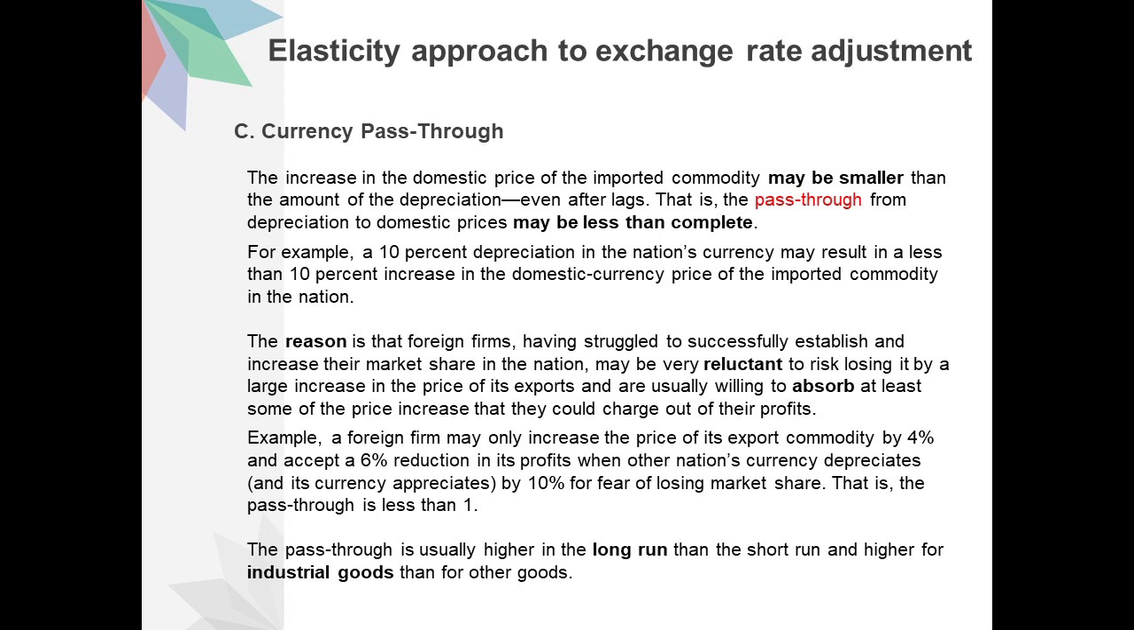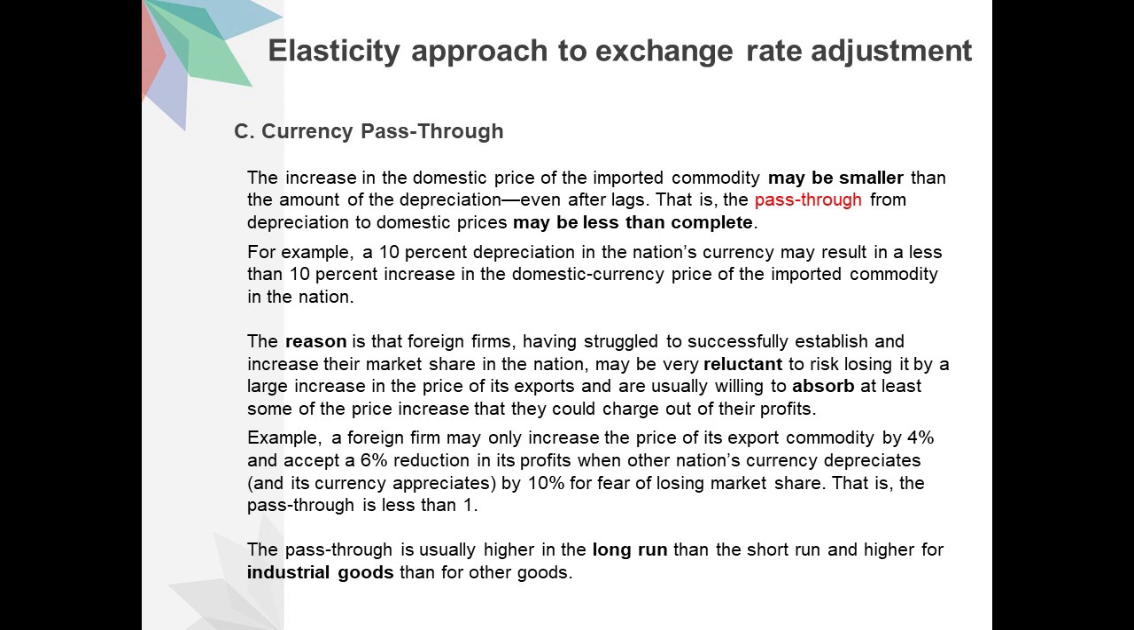The reason is that foreign firms, having struggled to successfully establish and increase their market share in the nation, may be very reluctant to risk losing it by a large increase in the price of its exports, and are usually willing to absorb at least some of the price increase out of their profits. For example, a foreign firm may only increase the price of its export commodity by 4%, and accept a 6% reduction in its profits, for fear of losing market share. That is, the pass-through is less than 1.